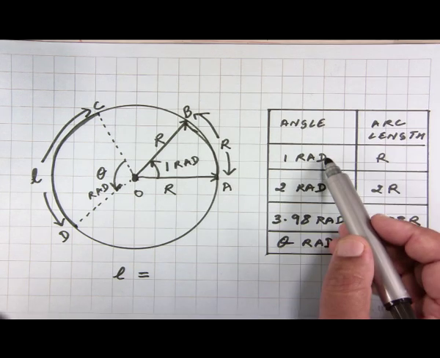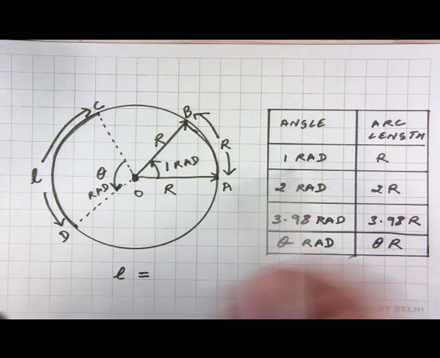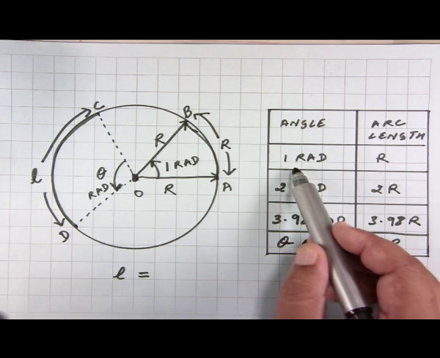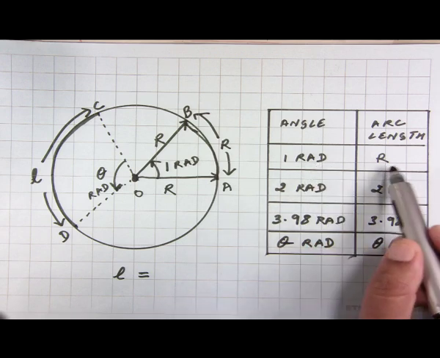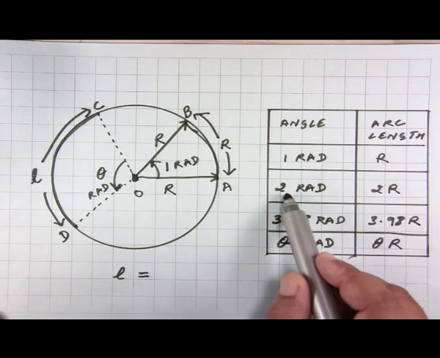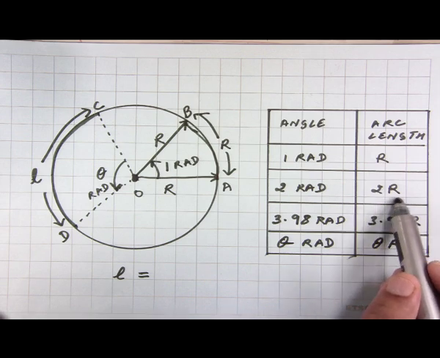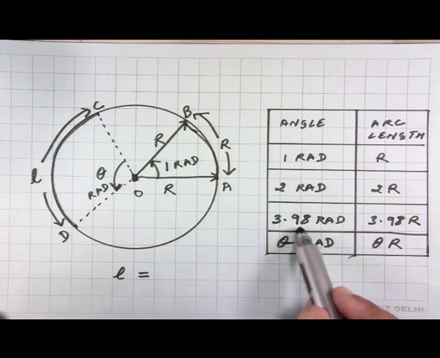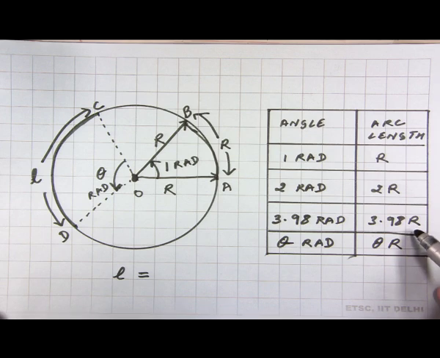So, again we have a table here. We know from the previous slide that in this circle of radius r, if the angle of rotation is 1 radian, then the arc length will be r units, equal to the radius. If it is 2 radians, then of course the arc length will also double, it will become 2r units. In general, if it is any real number times 1 radian, for example 3.98 radians, then the arc length will also increase proportionately to 3.98r.